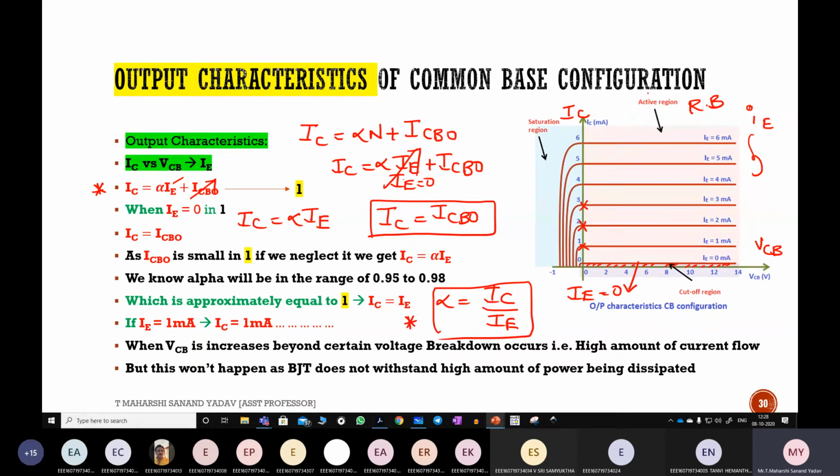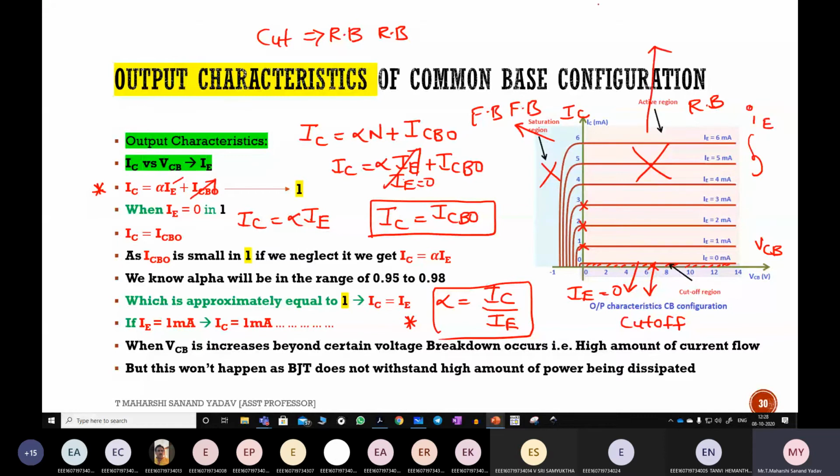There are 3 different regions. This region is called active. This is called saturation. And this down portion is called cutoff. How to operate a transistor in cutoff region? Both junctions should be reverse biased. To operate in saturation region, both should be forward biased.